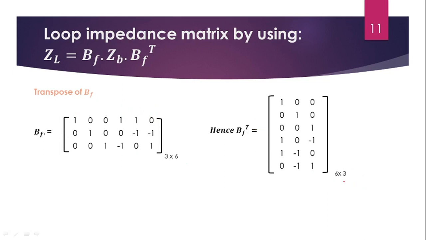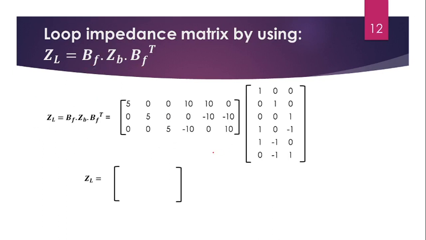So this is the transpose, and hence at last we find the loop impedance matrix ZL equals the tie-set matrix into ZB, which we already found, and this product into the transpose of the tie-set. Again, what is the size of this matrix? That is 3 by 6, 3 rows and 6 columns.